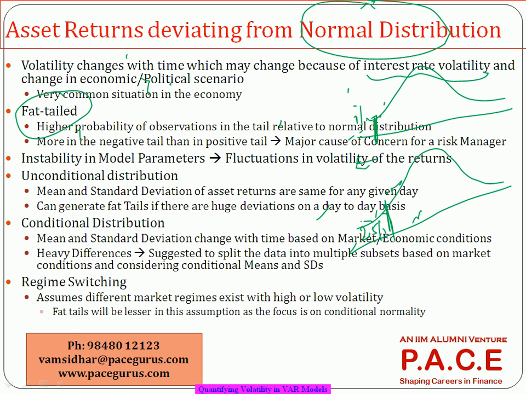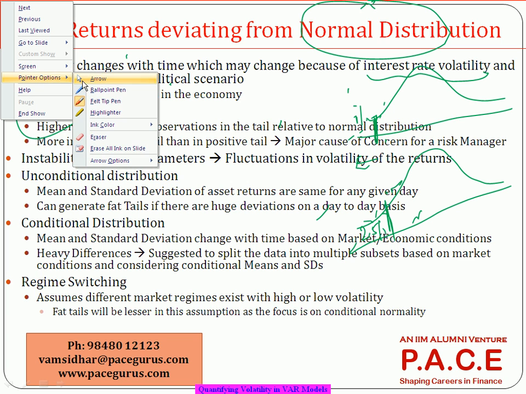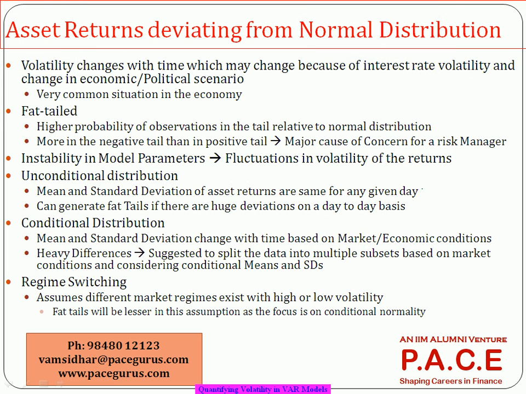Then that is more and more alarming. So that is where the negative side is the primary focus for any kind of risk manager. And whenever we are designing those things, the instability of the model parameters, we have found out the mean, we have found out the standard deviation.